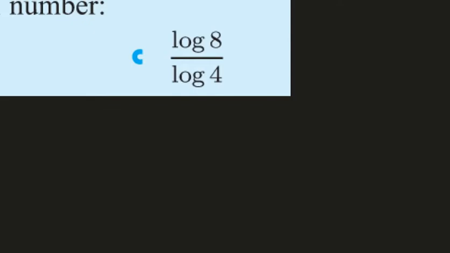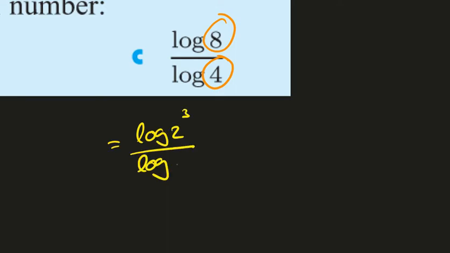We have got log 8 over log 4. Now, we can't do much. The laws aren't working right now, so we'll need something clever. But I have noticed one thing, and that is that the 8 and the 4 are both powers of 2. So let's write them as powers of 2 and see what happens. So this is equal to log 2 cubed over log 2 squared.